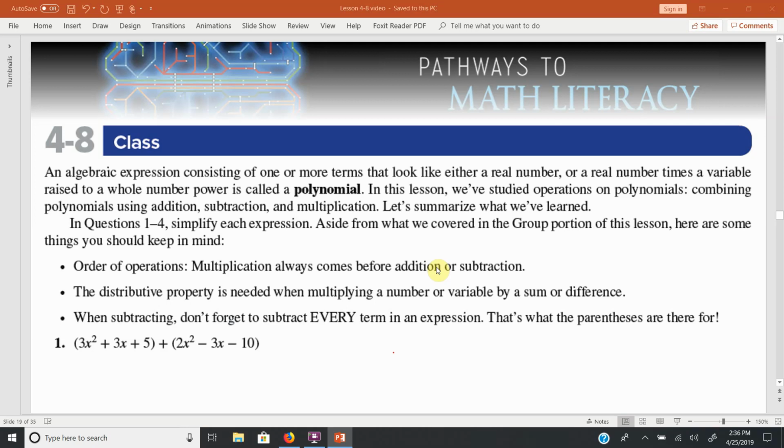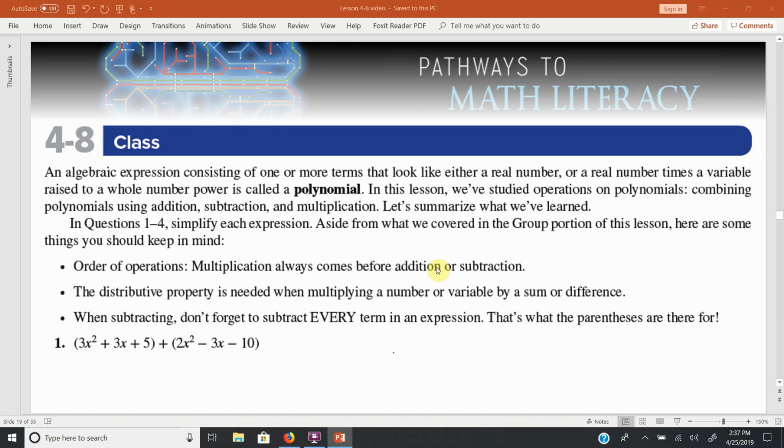Classwork for Lesson 4-8 in Pathways to Math Literacy for the Math 050 class at Front Range Community College. We've had a number of closures, so we're a little bit behind, and we got everything done except the classwork in our last lesson. So I'm going to go over, using this video, adding, subtracting, and multiplying polynomials.